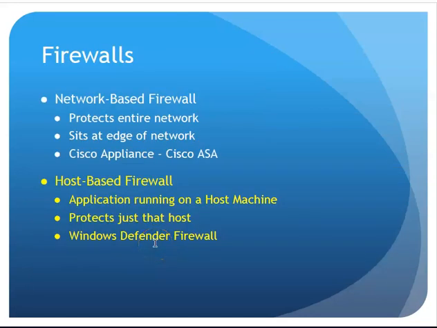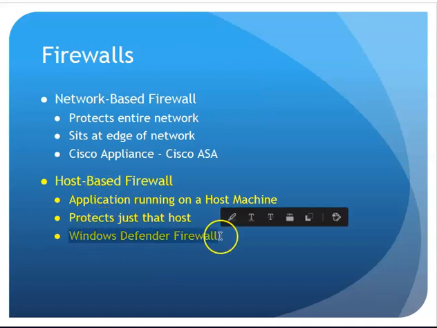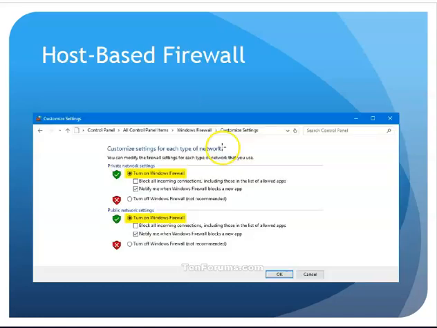A host-based firewall is an application running on a host machine. It's going to protect just that host. Something like a Windows Defender firewall. That's an additional layer of protection. It's going to protect that host if something happens to move through the network or through a piece of equipment. That's an additional step. And that would be your Windows firewall that you have turned on, filtering certain types of traffic.